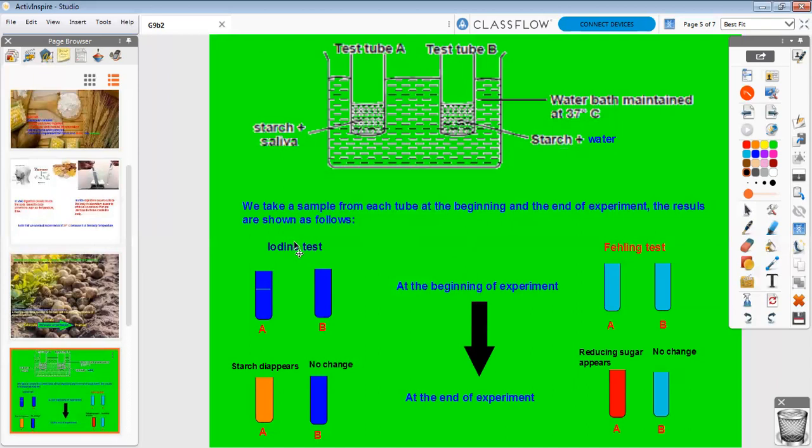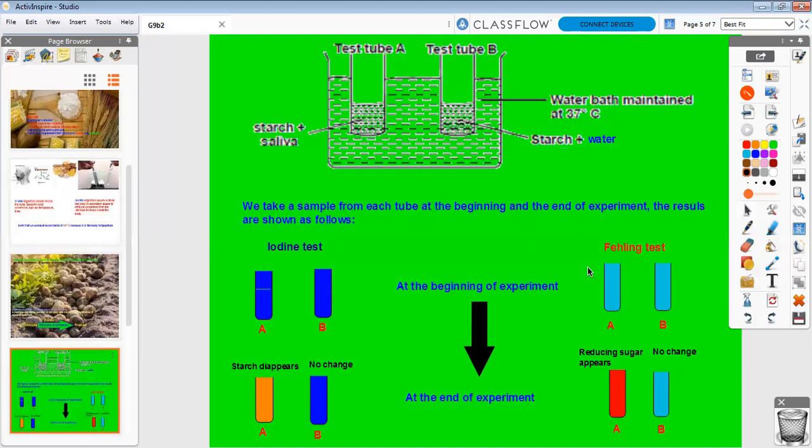For the iodine test, at the beginning of the experiment, we take a sample of tube A and one of tube B, and we apply the iodine test to tubes A and B. The color will be dark blue, indicating what? Indicating the presence of starch. So starch is present in tube A and in tube B at the beginning of the experiment.